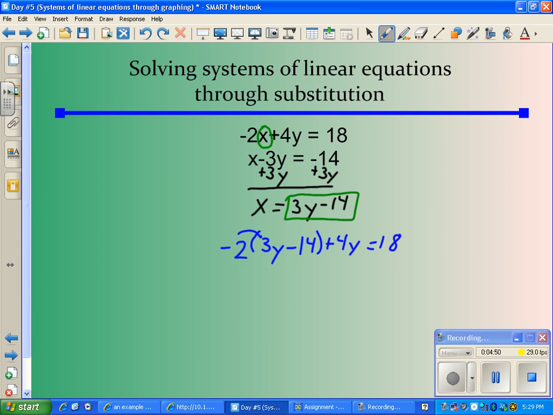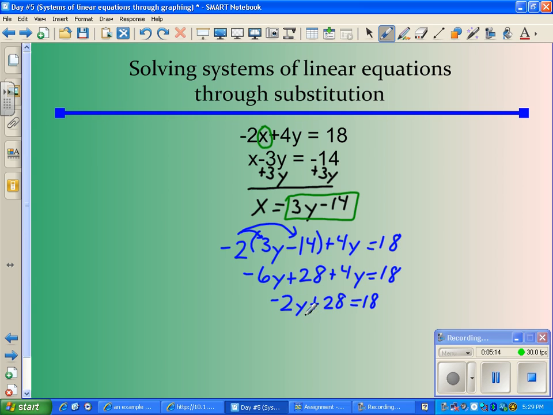So negative 2 times 3y is a negative 6y. Negative 2 times negative 14 is a positive 28. Everything else comes down. Okay, we're going to combine like terms. Negative 6y's plus 4y's, you now have negative 2y. Again, everything else comes down that you haven't used. And we're still going to get y by itself, so we can't combine anything else.